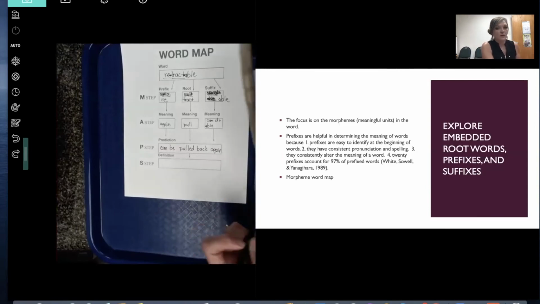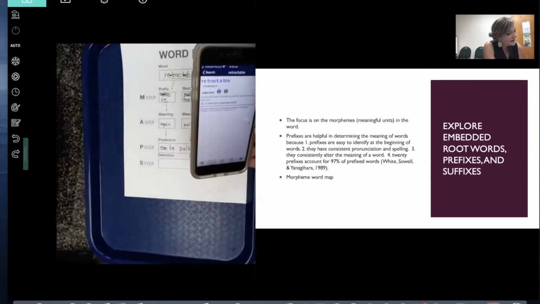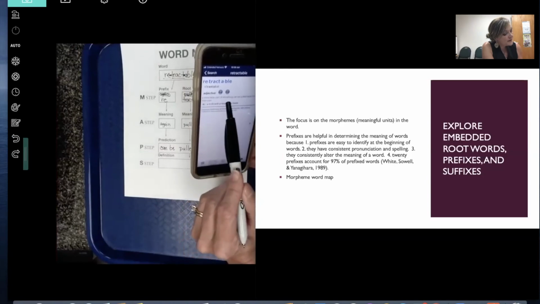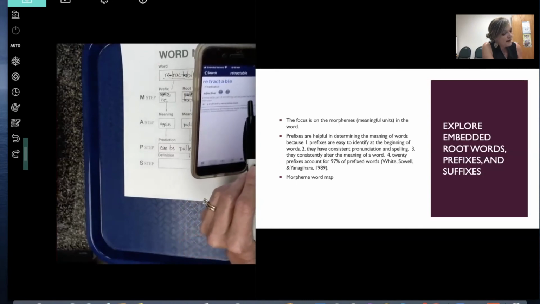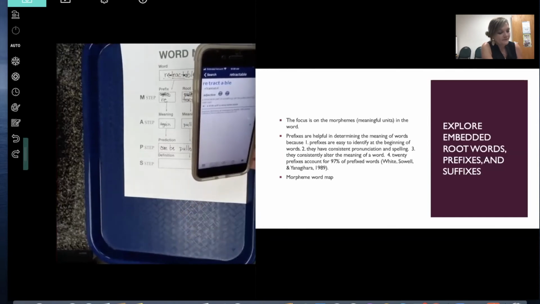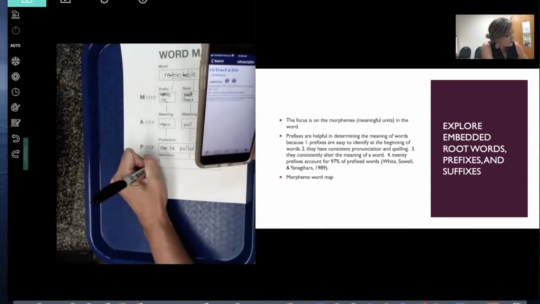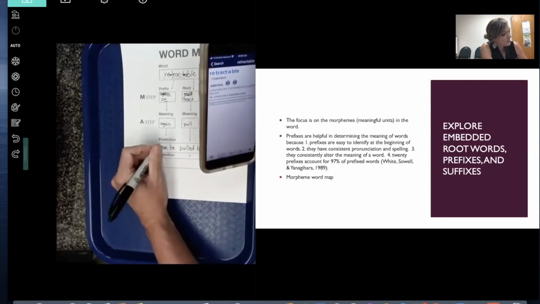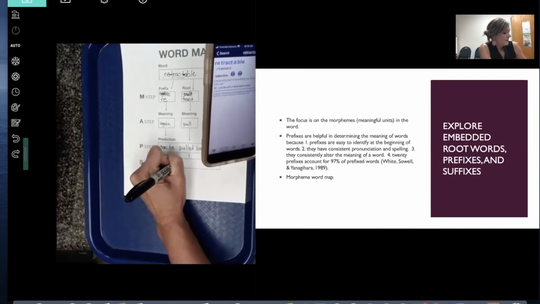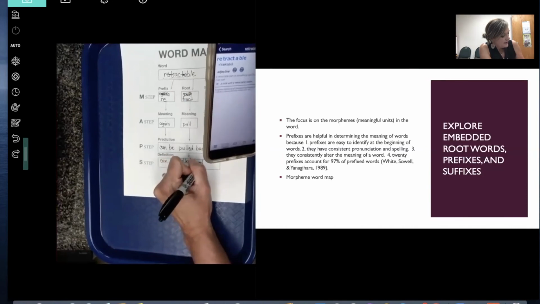Okay, so in my English Learners Dictionary, the word retractable: a retractable part of something can be pulled back into the main part. So that's pretty cool. That one's real close.